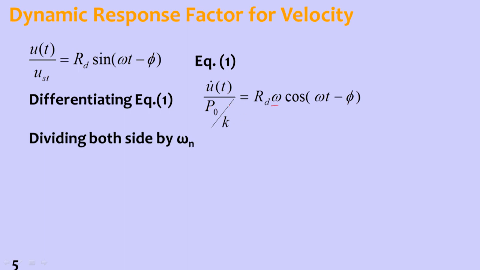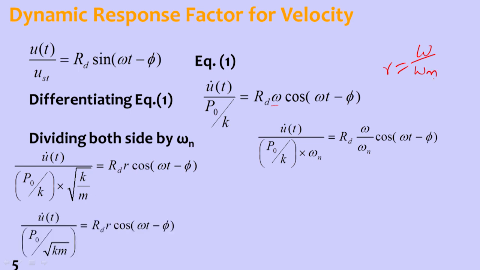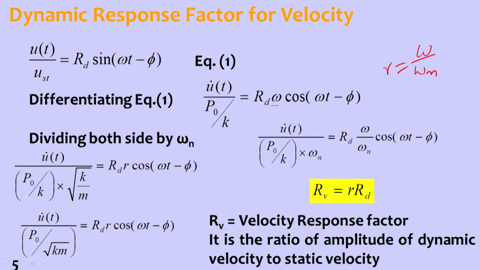If we rearrange these terms and divide by omega n, we get omega by omega n will remain, and this p naught by k into omega n. Omega n is under root k by m, and we know omega by omega n is a ratio of frequencies. So r is equal to omega by omega n, the ratio of frequencies. So we can write u dot divided by p naught by under root km is equal to Rd multiplied by r into cos(omega t minus phi).